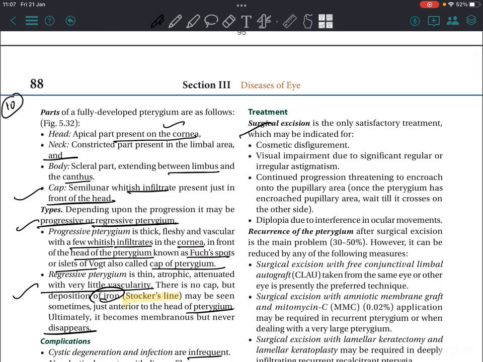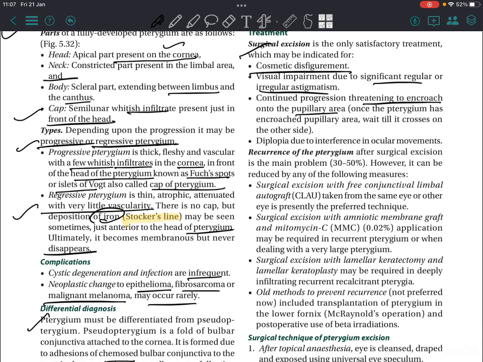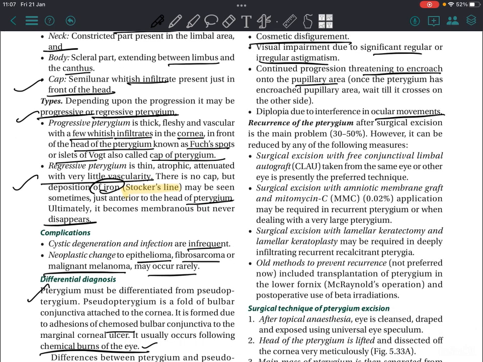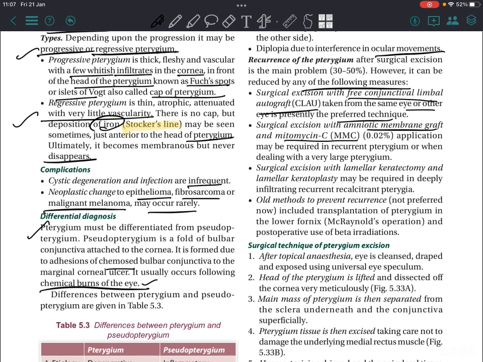Treatment. Surgical excision is indicated for cosmetic disfigurement, visual impairment due to significant regular or irregular astigmatism, continued progression threatening to encroach into the pupillary area, and diplopia due to interference in ocular movements. Recurrence of the pterygium can be reduced by any of the following measures: surgical excision with free conjunctival limbal autograft taken from the same eye or the other eye is the preferred technique. Surgical excision with amniotic membrane graft, mitomycin C (MMC) 0.02% application may be required in recurrent pterygium or when dealing with a very large pterygium. Surgical excision with lamellar keratectomy or lamellar keratoplasty may be required in deeply infiltrating, recurrent and recalcitrant pterygia.